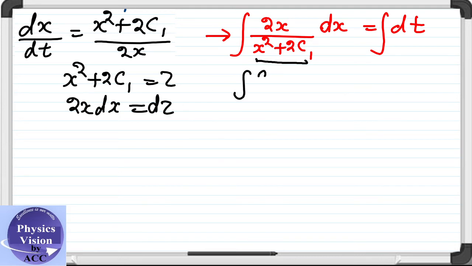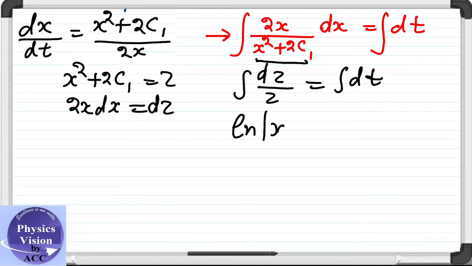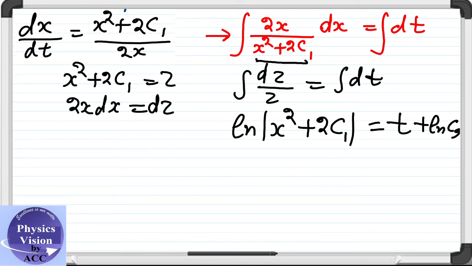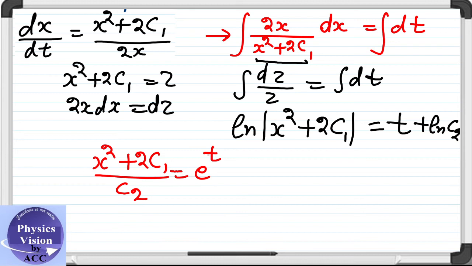So this becomes dz by z is equal to dt, and now the integration of dz by z is log of z, and z is x square plus 2c1. So the integration of this is equal to t. Now we can take another constant. Let's take it as log of c2. So we have x square plus 2c1 by c2 is equal to e raised to the power t.